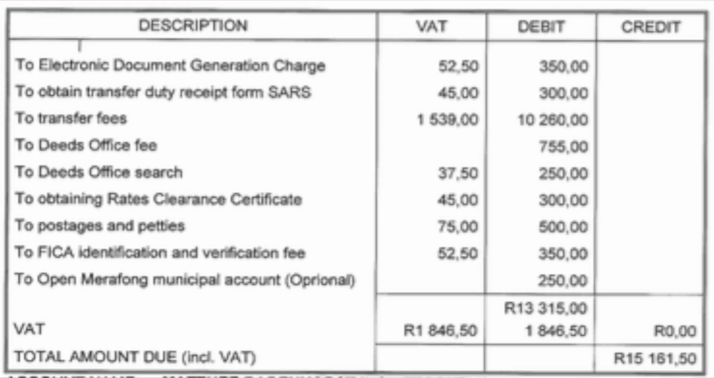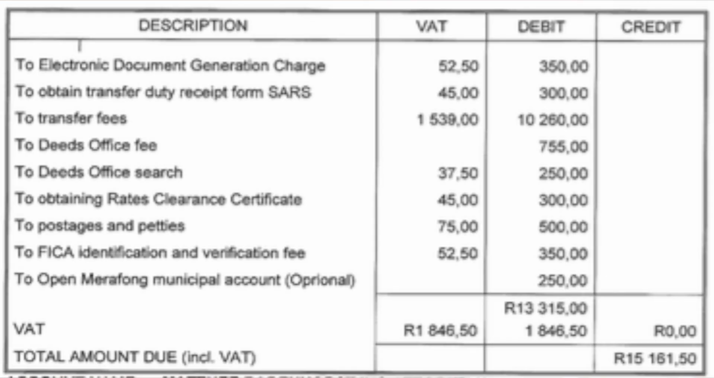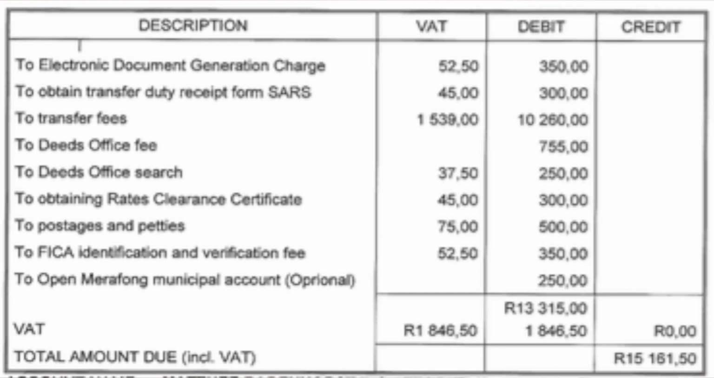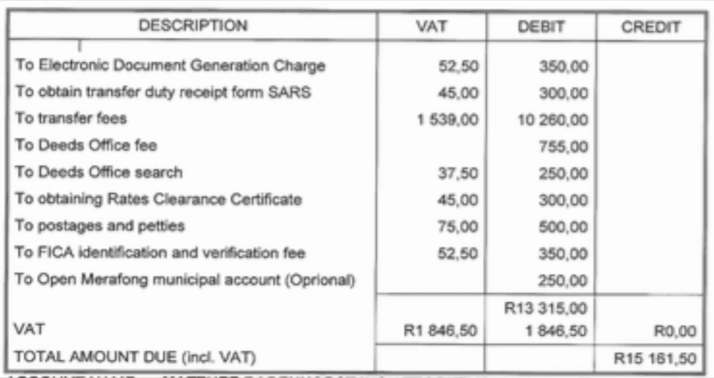So the first one is the electronic document generated charge, that's 350. Then the second one is to obtain the transfer duty receipt from SARS, that's going to be 300 bucks. And then we have transfer fees. Transfer fees are what's going to the lawyer, it's 10,260. And then we have the deeds office fee, which is 755. We have the deeds office search, which is 250.